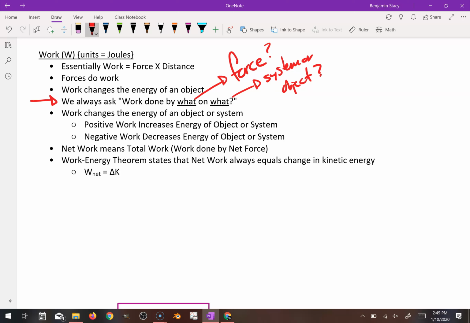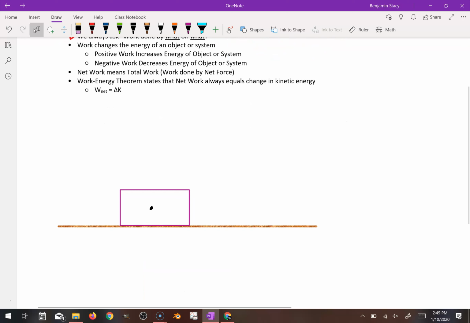Work changes the energy of an object or system. Positive work increases energy, usually speeding it up. Negative work decreases the energy, usually slowing it down. And net work means total work, just like net force was the same thing as the total amount of force. You added it all up. And net work is simply the work done by the net force.